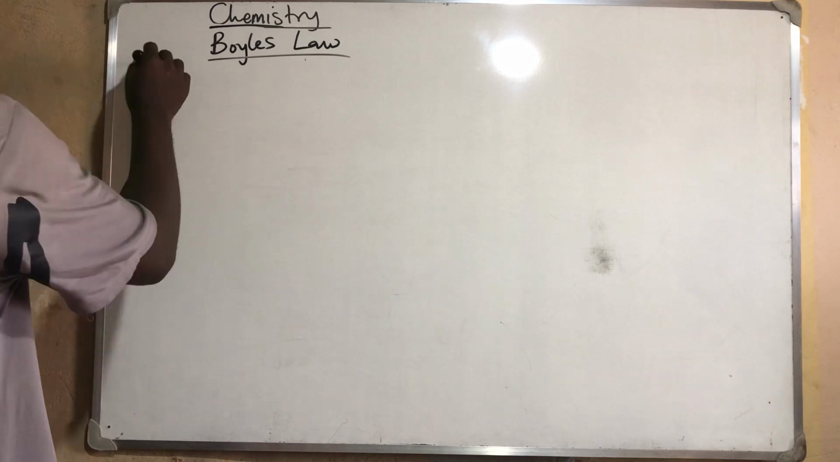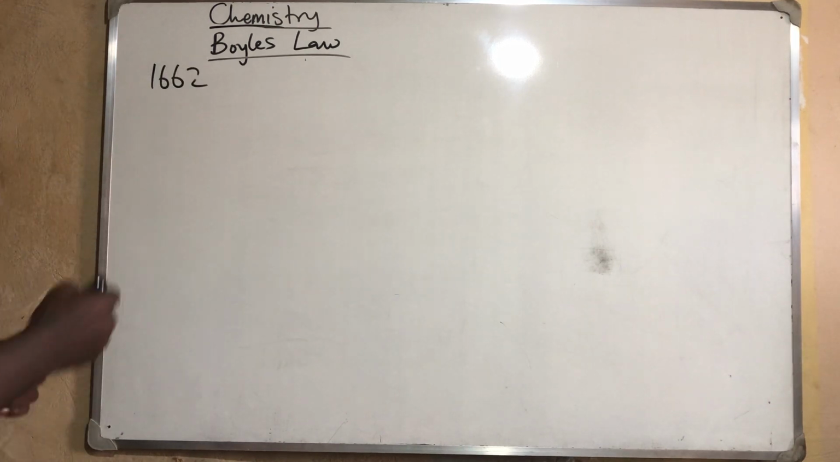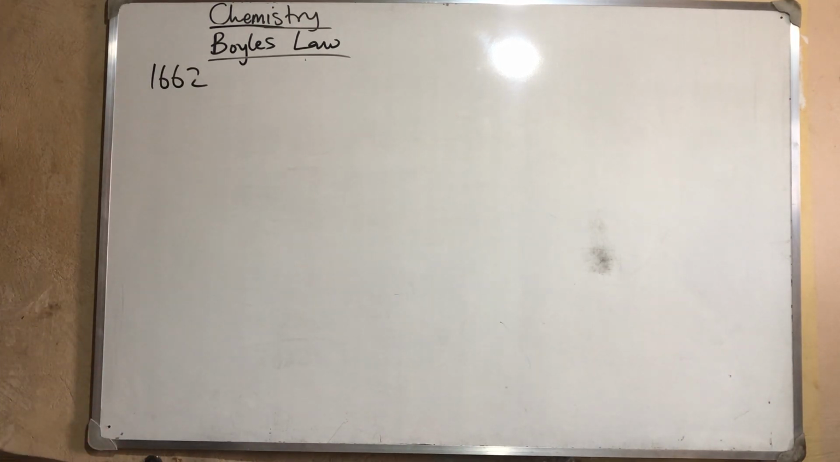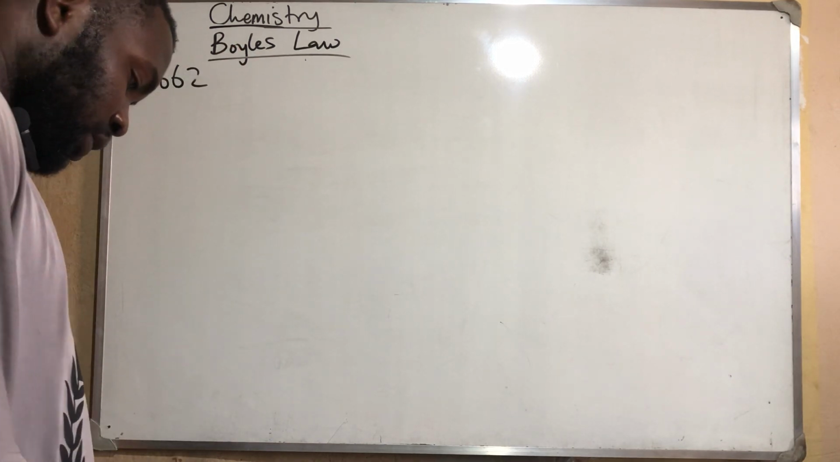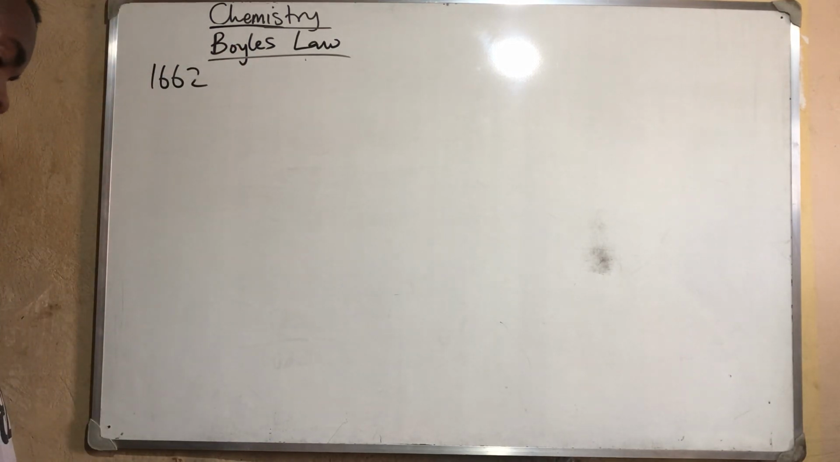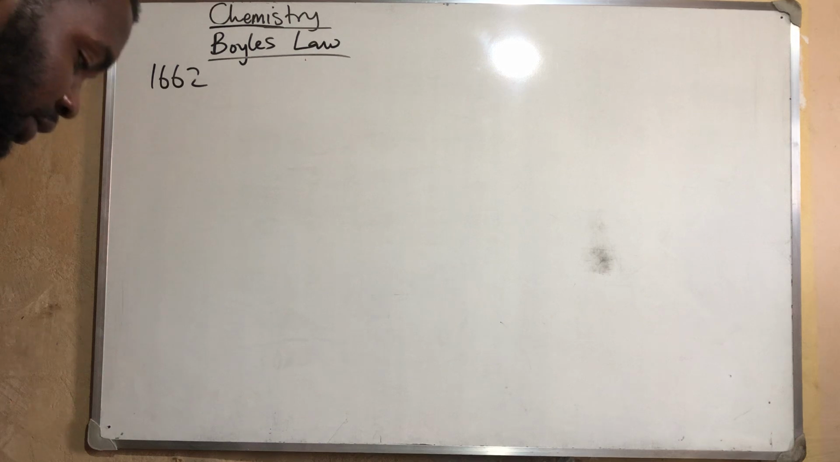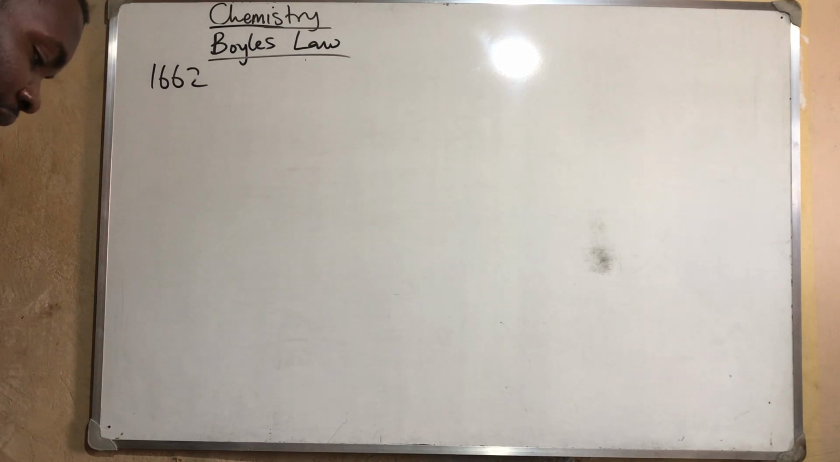In 1662, a scientist called Boyle investigated the relationship between volume and pressure of a gas. Write that, okay? His findings were later named after him.